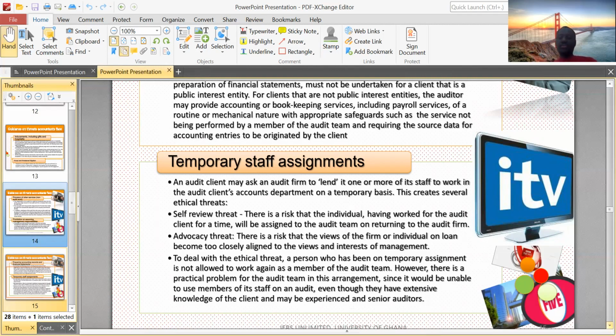But sometimes, practically, these people might have extensive knowledge of the audit clients as well. So it creates sort of a situation. But ideally, what should happen is that the person who has been on this temporary assignment should not be allowed to work again as a member of that audit team for that client. Very, very important.